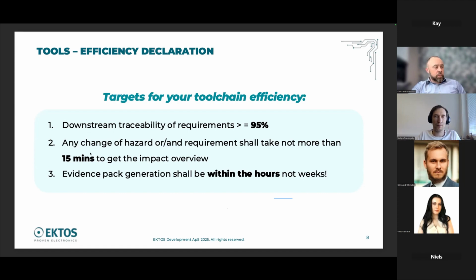And in reality, what we see from a lot of vendors around the world is that it takes weeks, because it always comes as a surprise, like a pile of snow during the summer. The target here would be to have evidence pack generation within hours, not within weeks. So that is the definition of toolchain efficiency whenever you consider a specific part of the tool from the taxonomy that I presented to you on the previous slide.